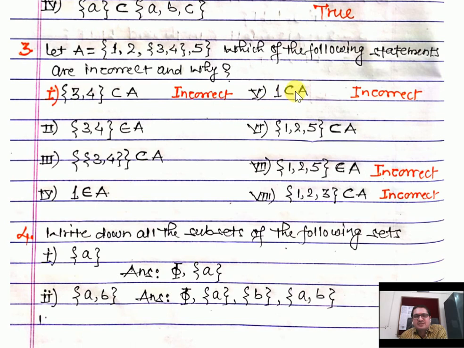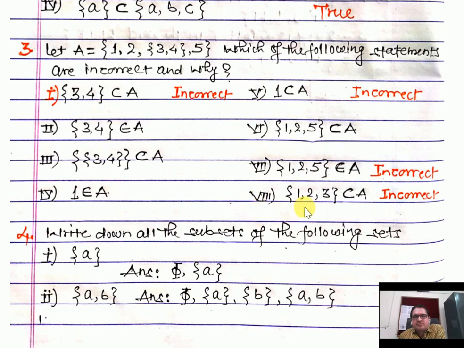If you are writing subset, then you have to write it in set form. Sixth one, {1, 2, 5} is the subset of A. This is true. {1, 2, 5} is a subset of A. True. 1, 2, 5 element of A. Again, if you are writing element, then don't put the curly brackets. Don't write it in set form.